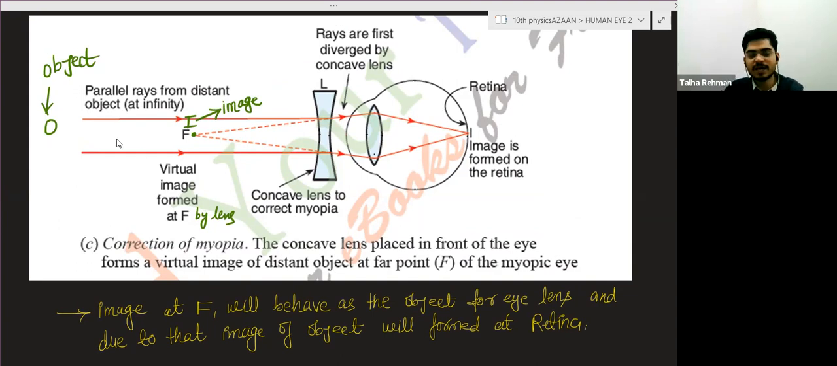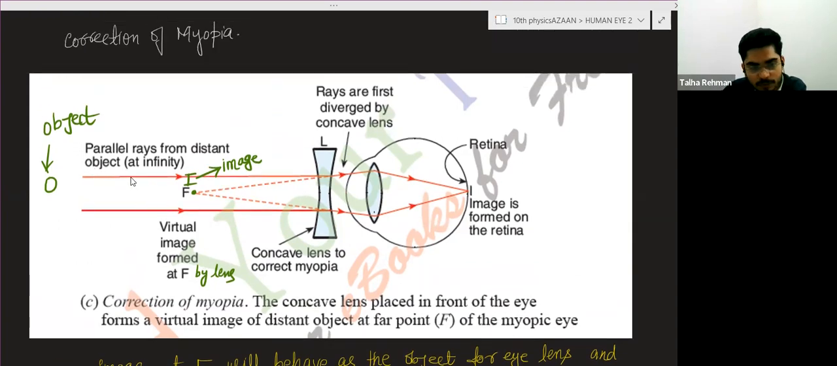So now you can see how the image formation takes place. These are the rays from the object that the eye wants to see. Due to these rays, this concave lens will diverge these light rays, and these diverging light rays, when produced in the backward direction, will meet at the far point. Here the rays are meeting, so it means here will be the image. This image will work as the object for the eye lens, and due to that the image will be formed at the retina.